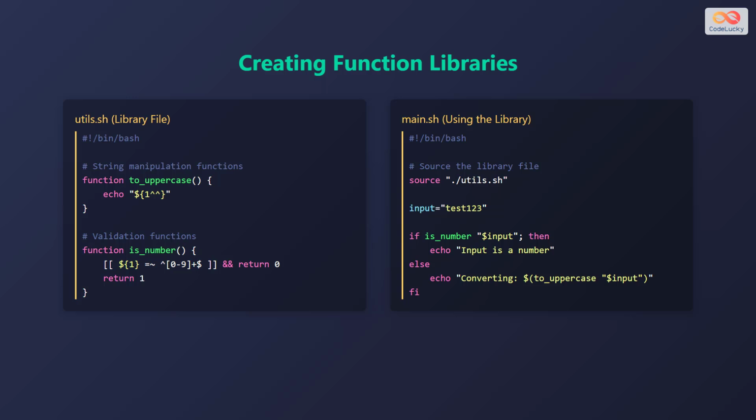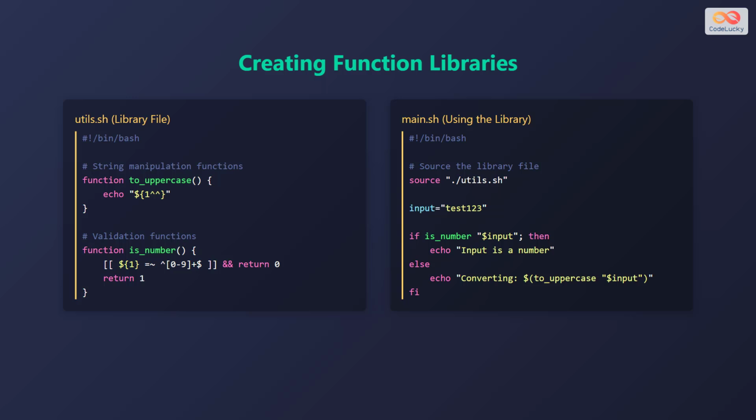Creating function libraries allows you to reuse code across multiple scripts. In this example, we have two files. The first file, utils.sh, contains a library of functions. It includes functions for string manipulation such as toUppercase and validation functions such as isNumber. The second file, main.sh, sources the utils.sh file using the source command. This makes the functions defined in utils.sh available for use in main.sh.